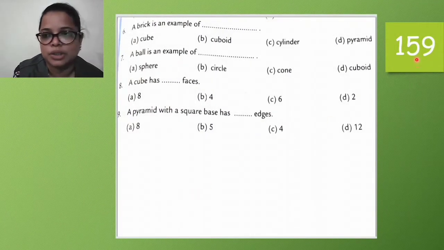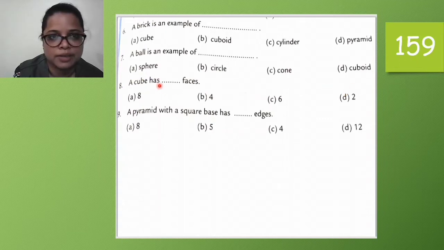Question on page 159, you have the worksheet. Worksheet 2. So directly we'll come to question number 6. We're going to do only question number 6, 7, 8 and 9 because they're related to our topic. Question number 6. A brick is an example of dash. A cube, B cuboid, C cylinder, D pyramid. Yes, your answer is correct. It's B cuboid. So write a tick mark on B cuboid and write in the blank your answer, cuboid.